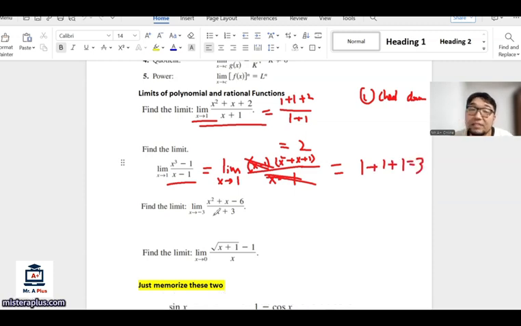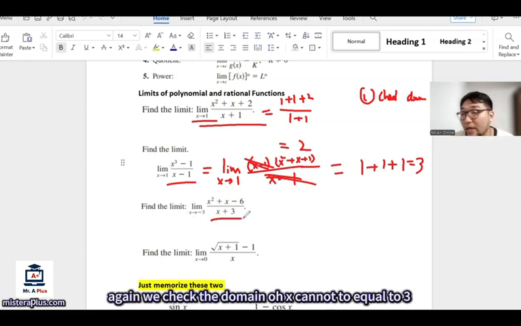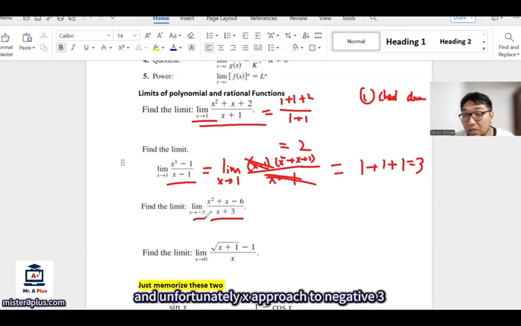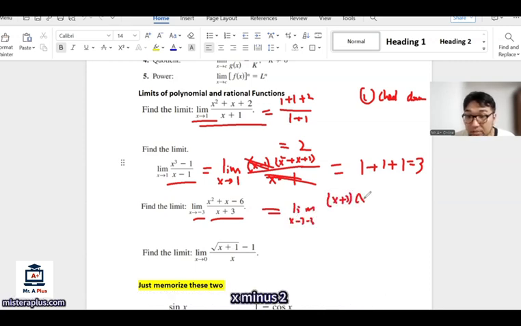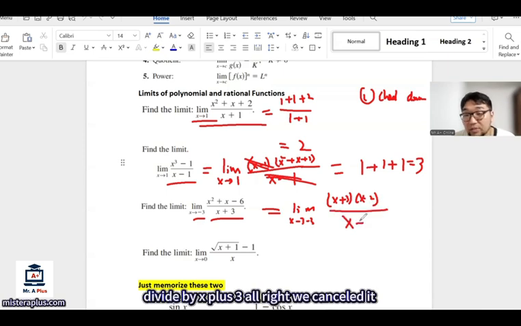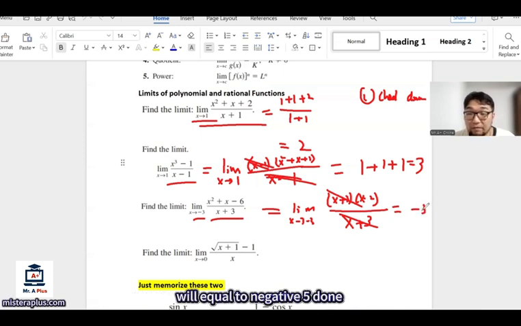Same deal, number 3. Just factoring a little different. But first, again, we check the domain. Oh, x cannot equal -3. And unfortunately, x approaches -3. Same deal, don't forget the limit sign. Okay, x plus 3, x minus 2, divided by x plus 3. We cancel it. So now we can plug in -3 minus 2, which equals -5. Done. Alright, let's move on.